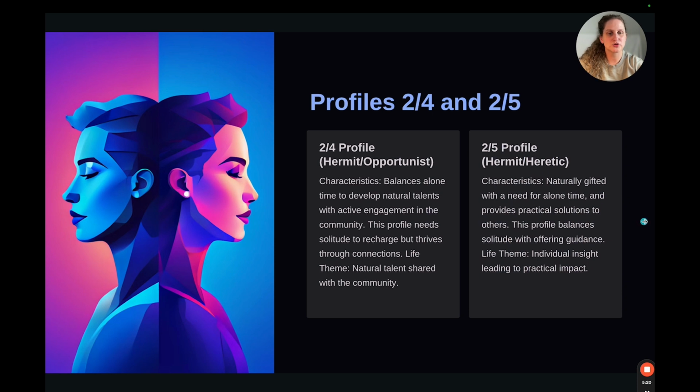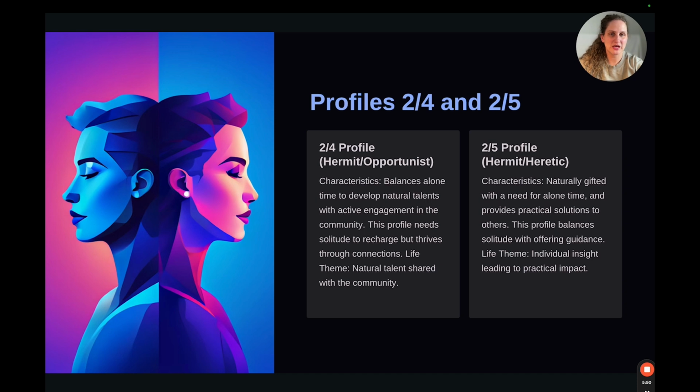Okay, the 2-4 profile and 2-5 profile. 2-4 is going to be the hermit opportunist. The characteristics are there: balances alone time to develop natural talents with active engagement in the community. This profile needs solitude to recharge, but thrives through connections. Life theme is their natural talent shared with the community. So this person's going to love to be around people, but they have their limit, and then they need to go off and recharge on their own.